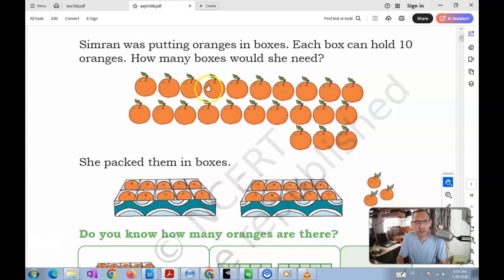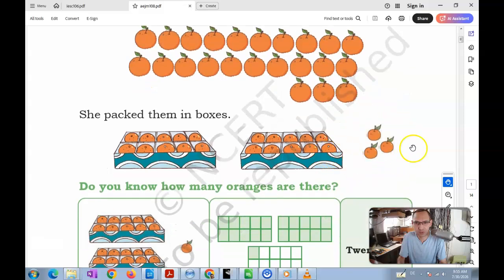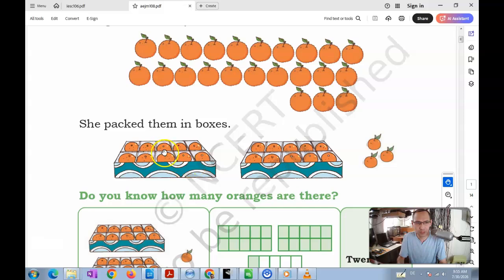Is that this is 3, 6, 9 and 10. This is another 10, and that's a 3. So then you need 1 box for these 10 oranges, another box for the next 10 oranges, and then we have 3 loose oranges that we can put here like this. So that becomes the number 10, 20 and 23, for example.